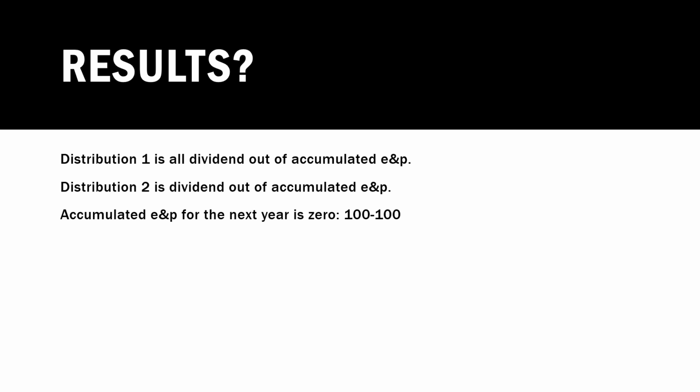So distribution 1, which was 100,000, all of it will be dividend out of accumulated earnings and profits. Distribution 2, which was 200,000, all of it was a dividend out of accumulated earnings and profits. So the accumulated earnings and profits for the next year will be 0. That's 100,000 accumulated earnings and profits minus the deficit 100,000 current earnings and profits. So we're left with 0.